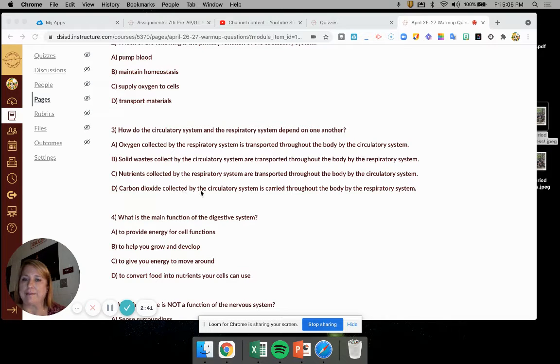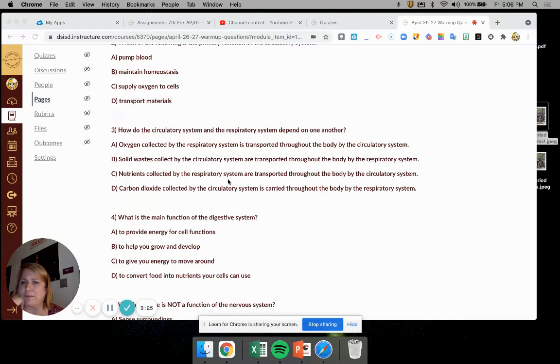Carbon dioxide collected by the circulatory system. Is carbon dioxide collected by the circulatory system? I suppose it could be, if you think about it, as blood and the circulatory system comes in contact with every cell in your body and collects the carbon dioxide waste to be removed. So maybe I can see an argument for that part. But is carried throughout the body by the respiratory system. Is that part true? Absolutely not. The carbon dioxide collects in your lungs to be exhaled, and the circulatory system is what transports it. So let's look at answer choice C.